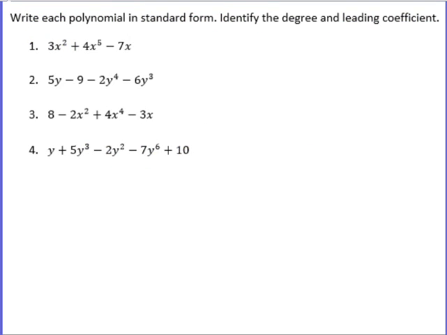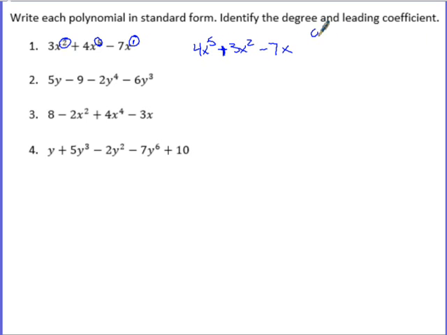So here we have some examples where we're just asked to put them in standard form and then identify the degree and leading coefficient. So standard form means I need my exponents from greatest to least. So I have 5, 2, and then if there's nothing written, it's a 1. So 5, 2, and 1, I'm going to go from the biggest, so 4x to the 5th, plus 3x squared, minus 7x, biggest to smallest.